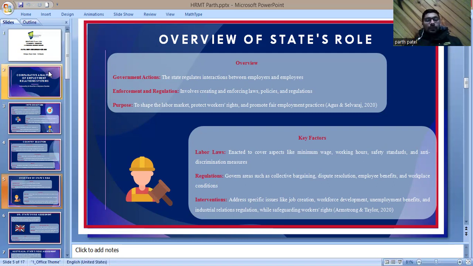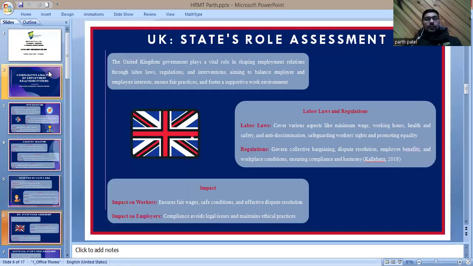Third is interventions. Governments play an important role in the labor market by addressing certain problems, and they try to reduce problems such as unemployment, through benefits, workforce development, and job creation. So these are the key factors. Next is the UK state role statement.